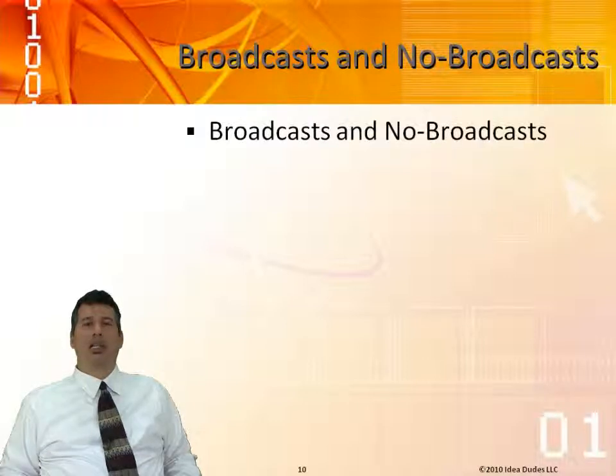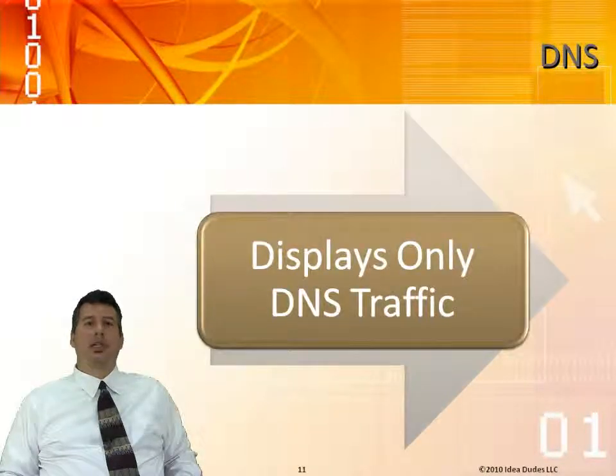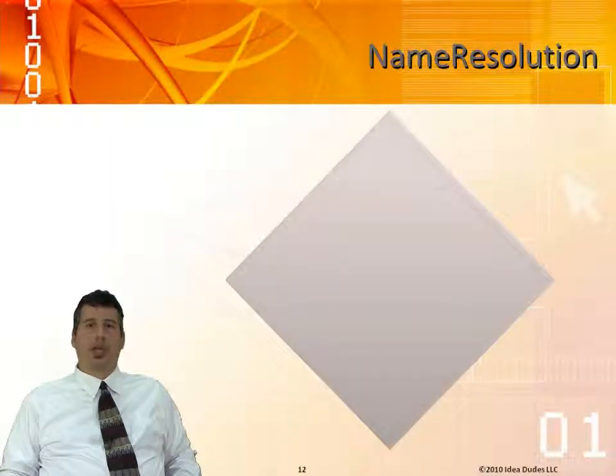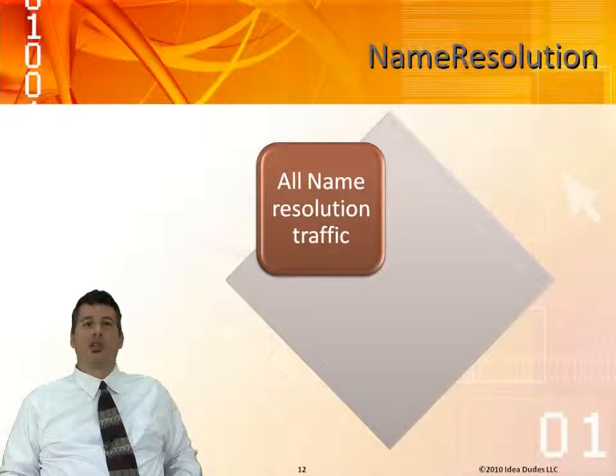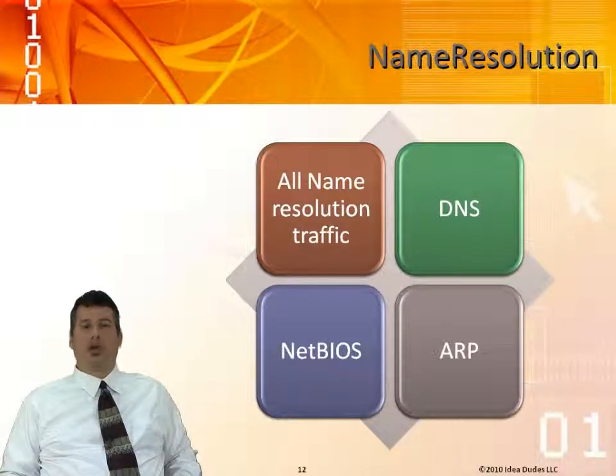Broadcast and no broadcast. This allows us to filter out broadcasts. So we're showing only traffic that is broadcast, and we can also make sure it's no broadcast. And then DNS displays only DNS traffic. Name resolution shows all the name resolution traffic, including DNS, NetBIOS, and ARP.